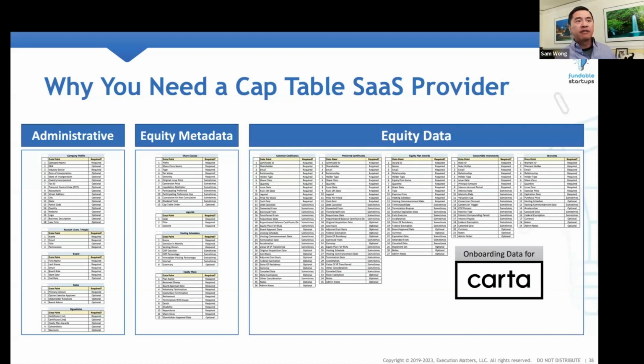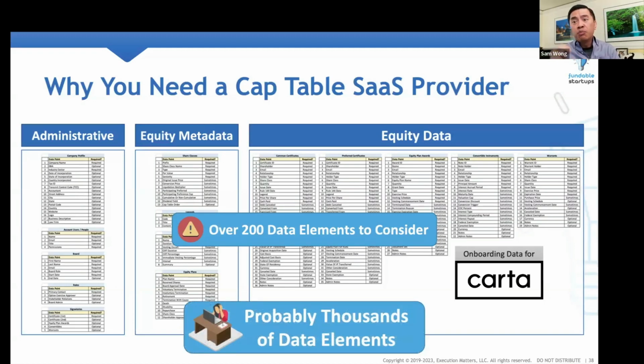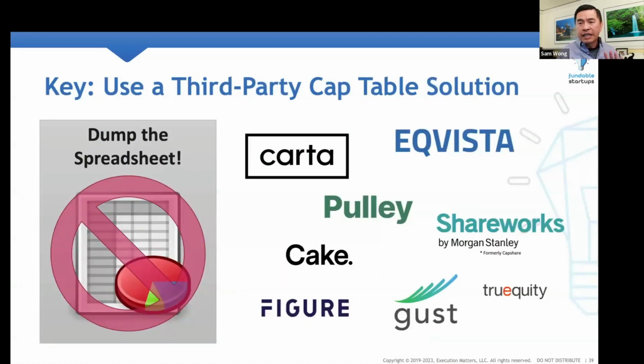This is the actual onboarding data for Carta. There are more than 200 total data elements to consider. Not all of them are required, but many of them are. If you do multiple stock grants, let's say you've done 5 option grants, you're already into the thousands of data elements. Do you have thousands of cells capturing all of your cap table in your spreadsheet? Probably not. Cap table software enforces a certain level of discipline to capture the right data that you need. It is absolutely key to use a third-party cap table solution, Aquista being one that you'll see later in this session.